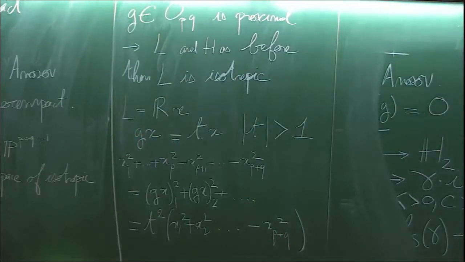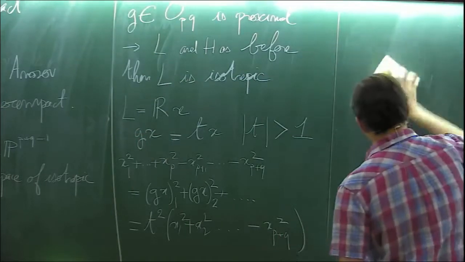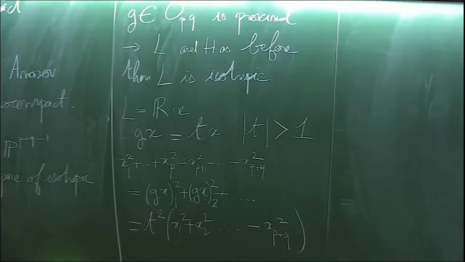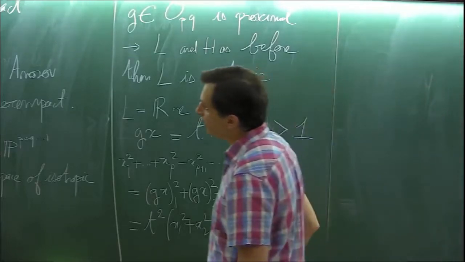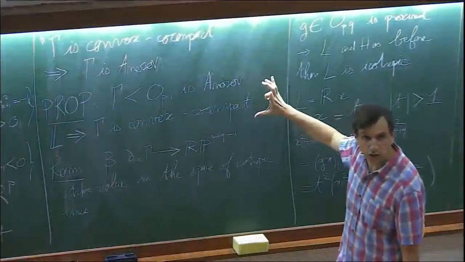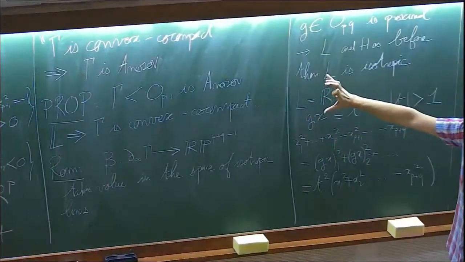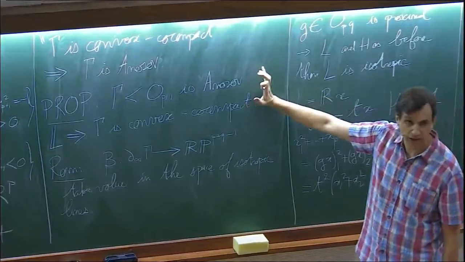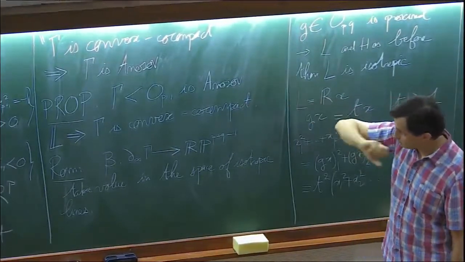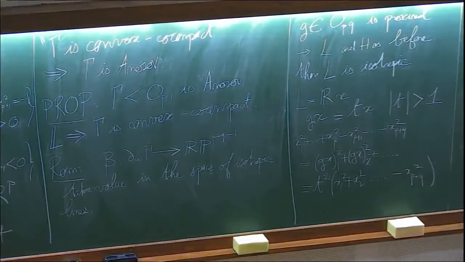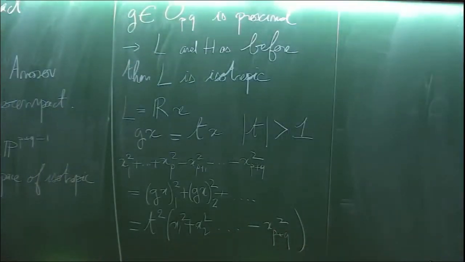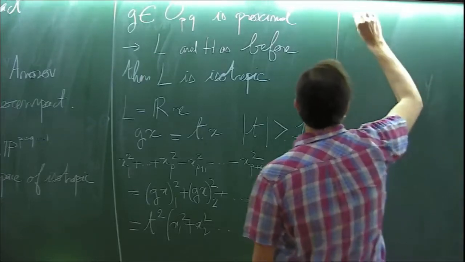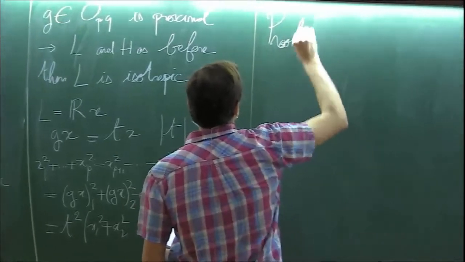So I will just give the construction, in the setting of this proposition, of a convex set in the projective space that is invariant by the action of gamma. I will not completely prove that the action is co-compact on this convex set. Okay, so I will now give the proof of this proposition.